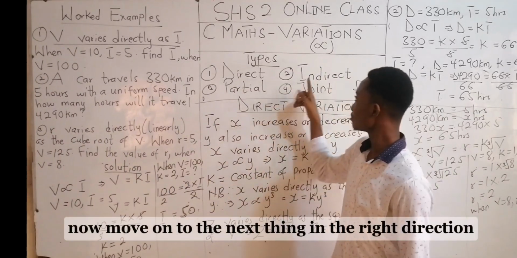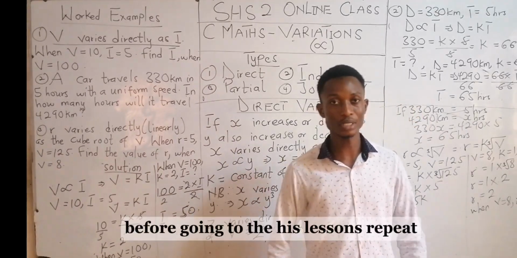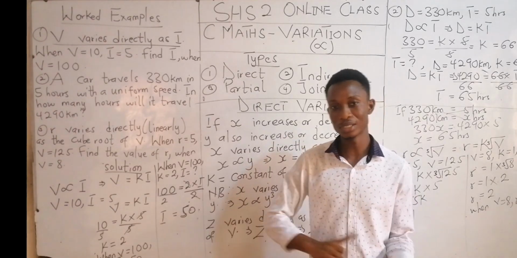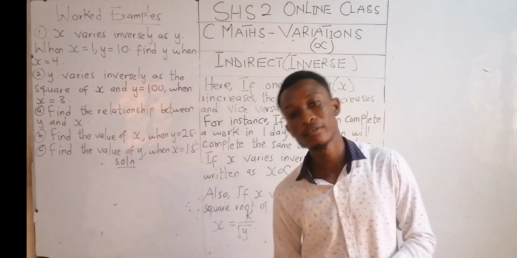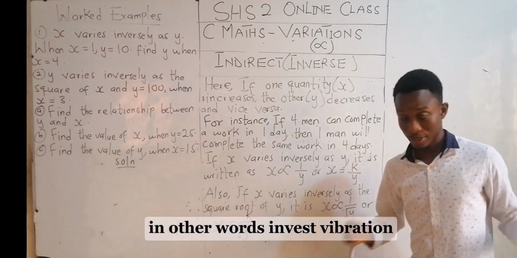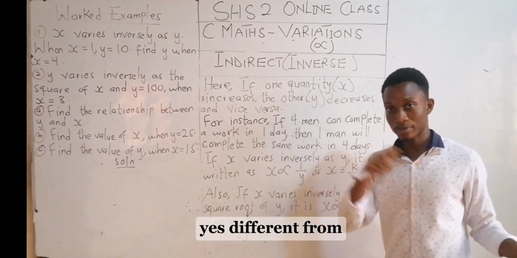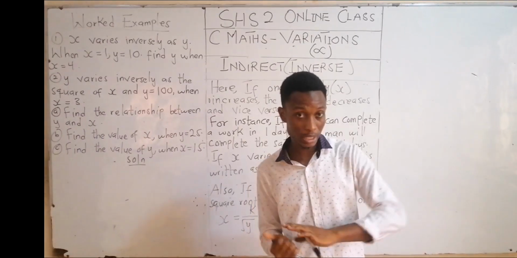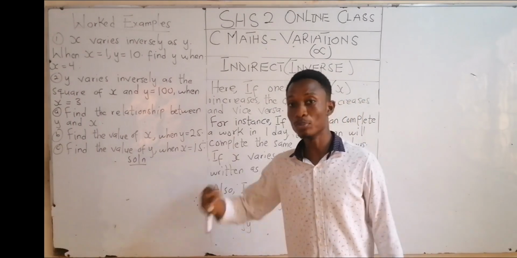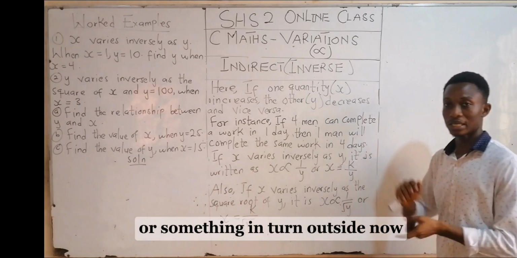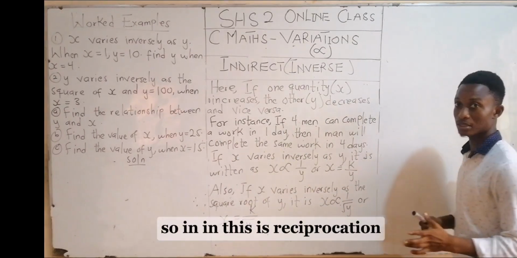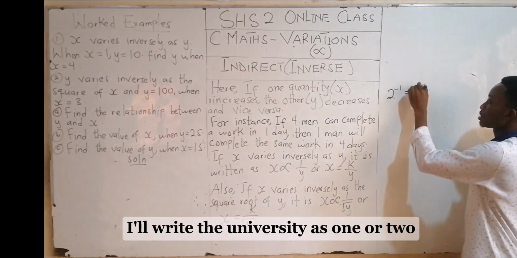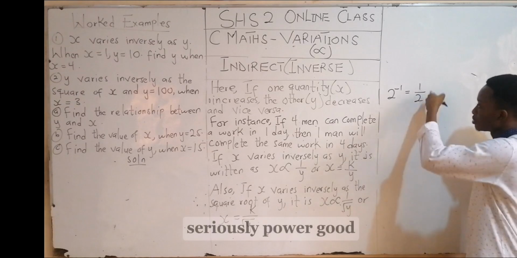Now move on to the next thing, indirect variation, before we bring today's lesson to an end. Indirect variation, in other words, inverse variation. Here is different from the direct. When we say the inverse of something, we simply mean the opposite, or something being turned upside down. So in indices, reciprocation, if I have 2 raised to the power -1, I'll write the inverse of it as 1 over 2, still raised to the power 1.